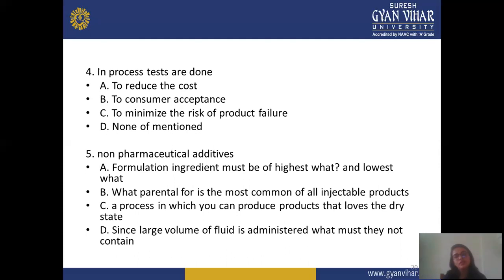Option B is: parenteral is the most common for all injectable products. Almost all injectable products are given by the parenteral route. And option C is a process in which you can produce a product that allows a dry state. You may manufacture or process a product that allows a dry state. And since a large volume of fluid is administered, what must they contain? A large amount of fluid is administered by the parenteral route, or you may use pharmaceutical additives. So for the non-pharmaceutical additive, select any one option from A, B, C, D, whichever is correct.